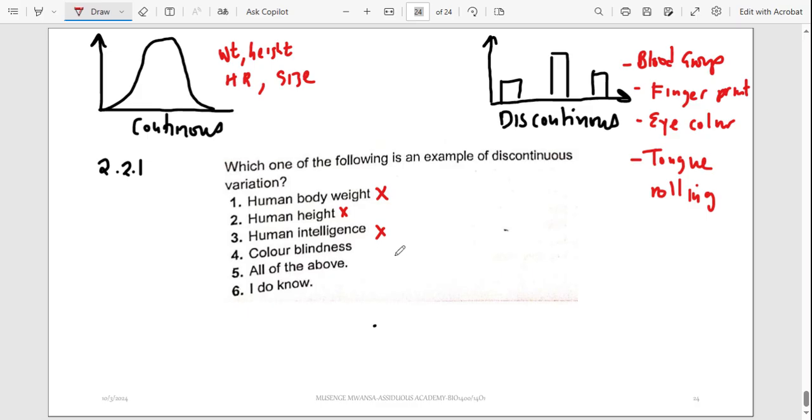Okay. So color blindness is a discontinuous variation. It's either you are color blind or you are not color blind. There is nothing like, no, I'm just a little color blind. So which of the following is an example of discontinuous? That's color blindness.